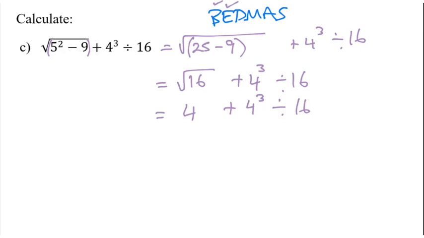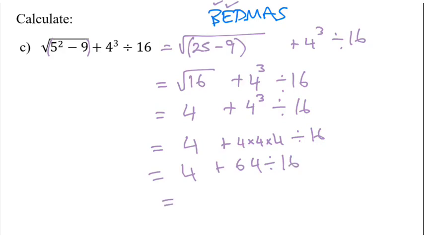In fact, I've got another exponent there, which is my 4 to the power of 3, so I need to do that next. So 4 to the power of 3 means 4 times 4 times 4. So I now can work that out. So 4 times 4 is 16, 16 times 4 is 64. Now I can do my division next. So 64 divided by 16 is saying how many times does 16 go into 64, and the answer to that is 4. And last of all the addition, which gives us an answer of 8.